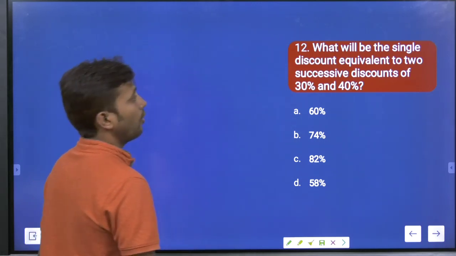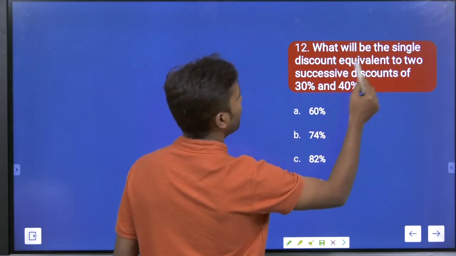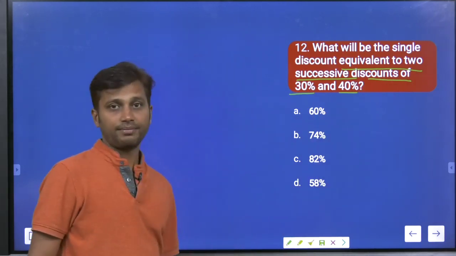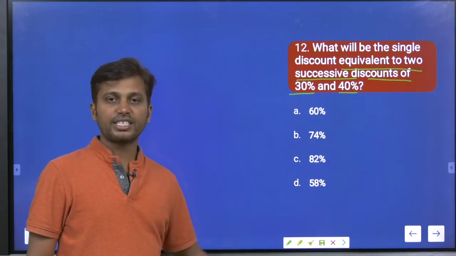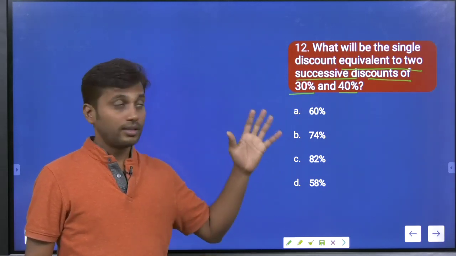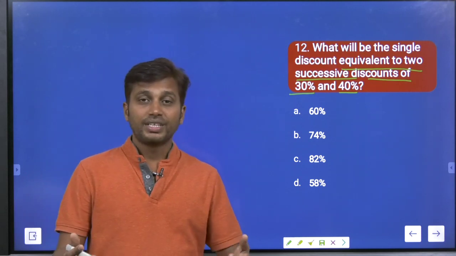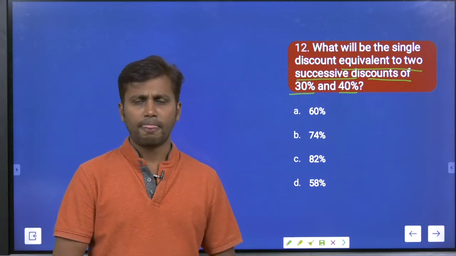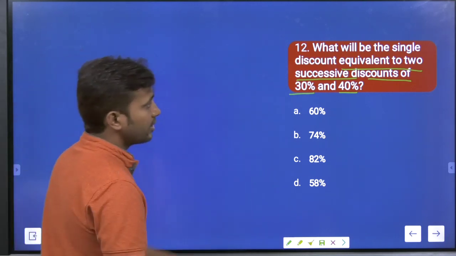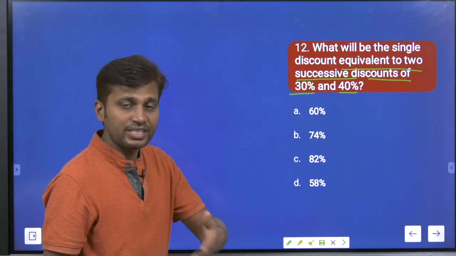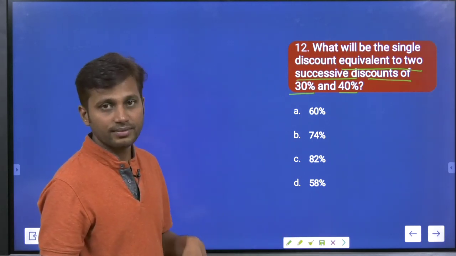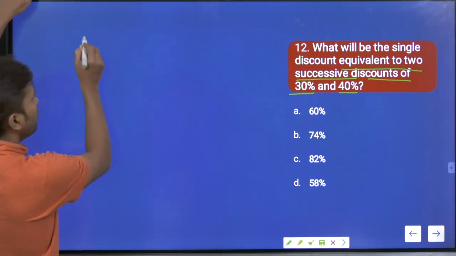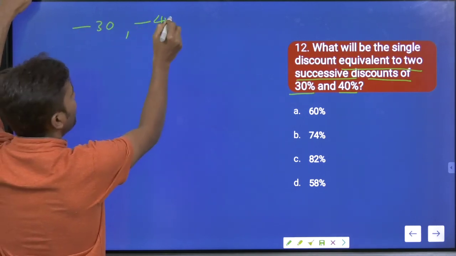See here, what will be the single discount equivalent to 2 successive discounts of 30% and 40% respectively? Again, effective change percent is successive. This is an application of effective change of the percentages. Let us see here. Since the discounts are reductions, reductions meaning reducing the values, we can take minus for both of the values because both are discounts. Those are successive ones. So now one is minus 30 and one is minus 40.